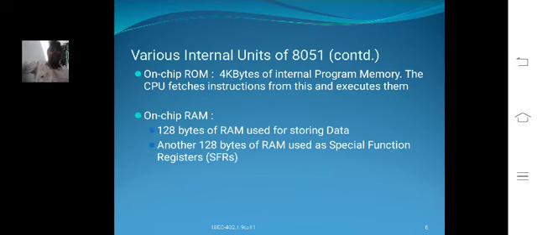The on-chip RAM has 128 bytes of RAM used for storing the data, and another 128 bytes of RAM used as special function registers, SFRs.